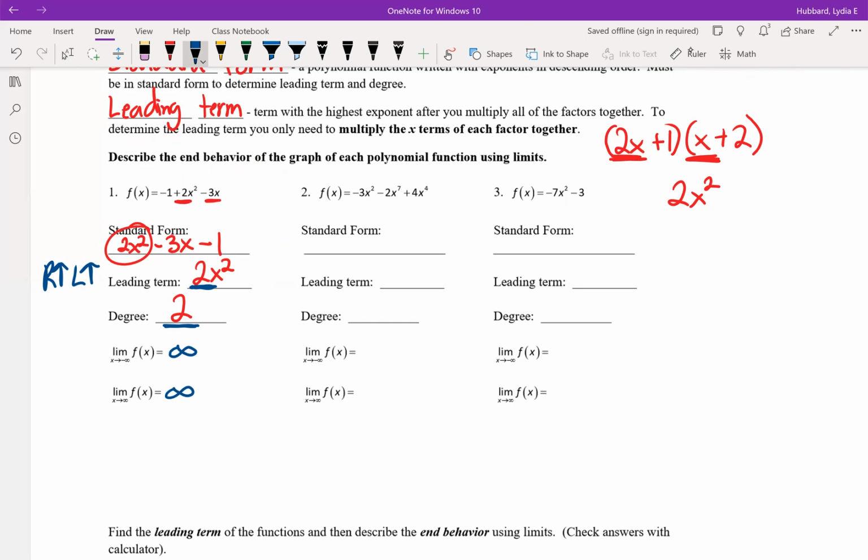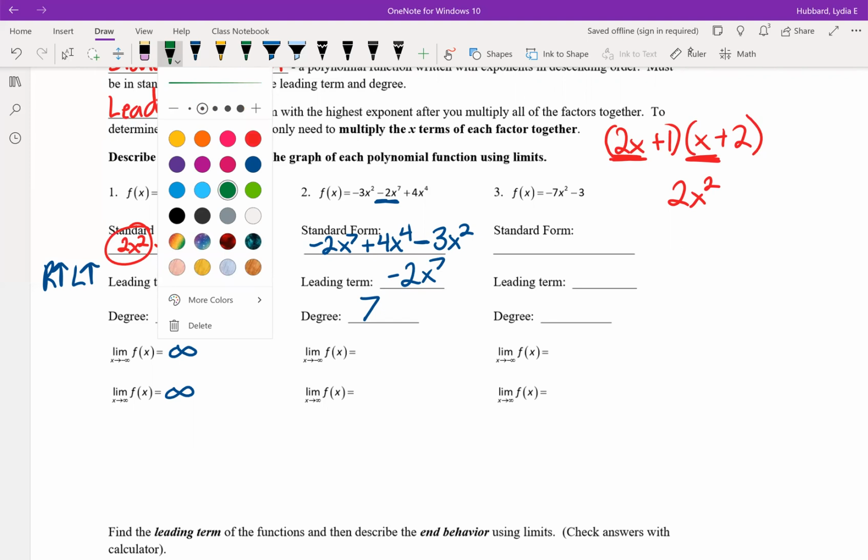Okay, so in standard form for this second one, again, the highest degree this time is a negative 2x to the 7th. The next highest would be that 4x to the 4th, and then the last one would be that 3x squared. You do not need to factor it out or do anything like that. We're just trying to get it in standard form. My leading term is going to be that negative 2x to the 7th, and so my degree should be 7 because that's that highest exponent.